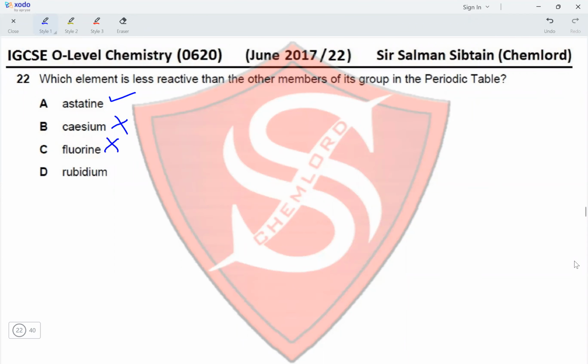Rubidium is above cesium in group 1. So rubidium would be more reactive. It would be more reactive than cesium, but it would be less reactive than the other elements that are above rubidium. So this is incorrect as well. Therefore, the correct option for this question is option A.